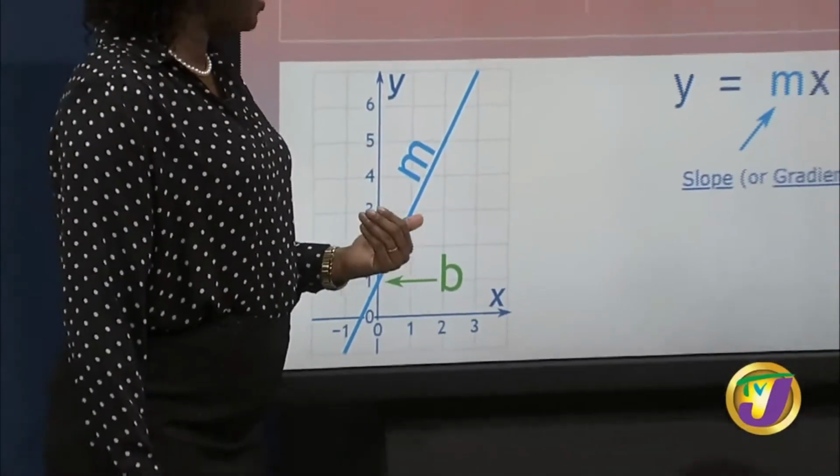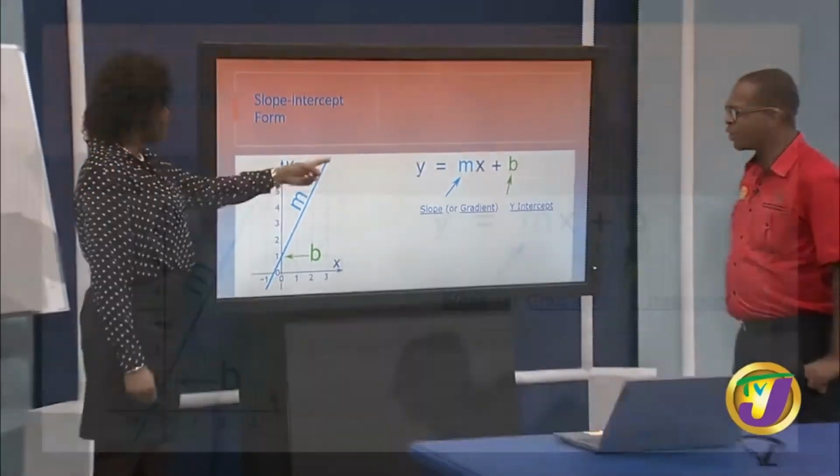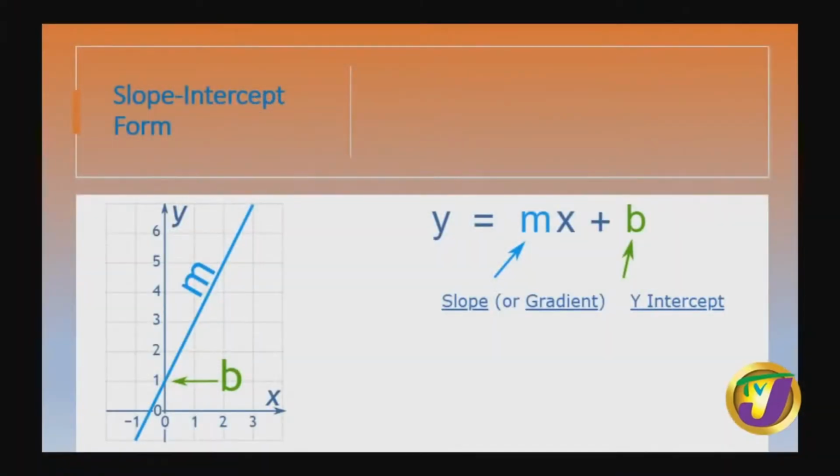Tell me more about the b. The b, that would be the gradient. No, the b, the constant. We already spoke about that. That's the y-intercept, right? Right. So that means at that point it's a fixed point.